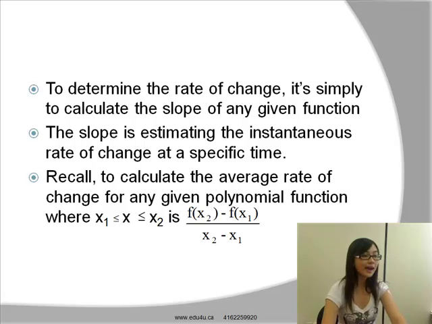Recall that to calculate the average rate of change, we need 2 points on the graph. One being x2, the other one being x1. Then we have to find out the corresponding y values for these x's, and that will be f of x2 and f of x1. We then have a general formula that says f of x2 minus f of x1 divided by x2 minus x1 equals the average rate of change.